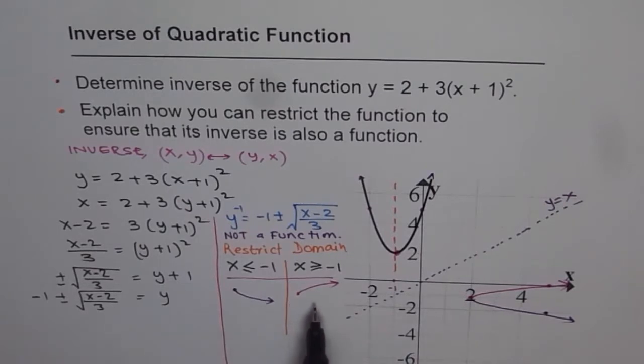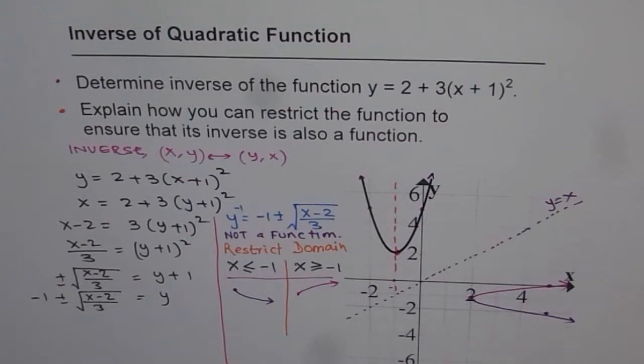Now if we restrict the domain, then it can give us an inverse that is also a function, and that is how we do it, right? We just take either side of the vertex. So we restrict the domain of the function to ensure that its inverse is a function, right? So that is the key thing here.